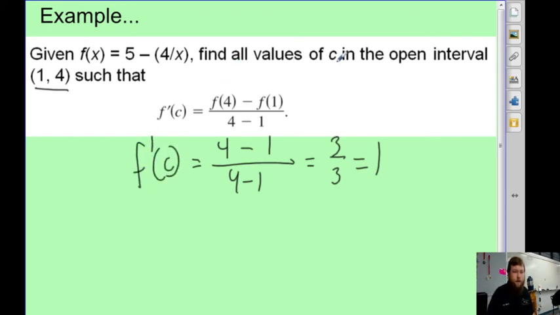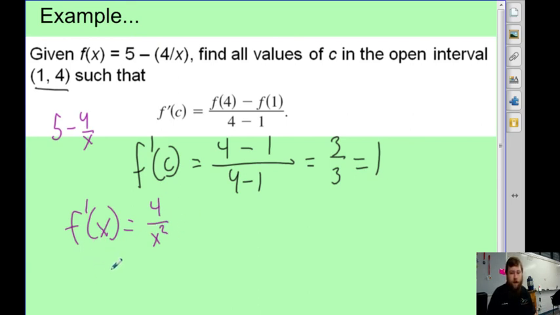I want to find some value for c where that's true. Basically, what it's asking is, where is the derivative of this f of x function going to equal 1? All right, so let's figure out what f prime of x is. f prime of x is the derivative of 5 minus 4 over x. The derivative of negative 4 over x is going to be positive 4 over x squared. All right, so where is that going to equal 1?